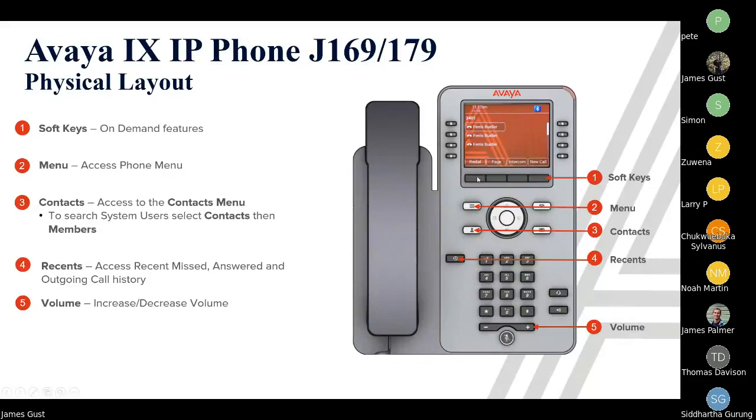Below the phone's main screen, the line appearances, you've got what are called soft keys. These are called soft keys because these are defined by software. Each key will show its current function directly above it on the screen. These functions will change depending on which screen of the phone you're on or if you're in an active call.